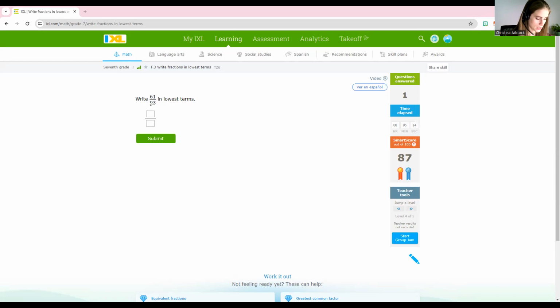Let's try 4. 61's not divisible by 4. That doesn't work. By 5, no. 6, no. Oh my goodness. By 7, no. By 8, no. By 9, no. 10 doesn't work. Oh my goodness. I was trying to be easier. Maybe not. 11 doesn't work. 12, no. 13, no. 14 doesn't work. What about 15? No. 16? I wonder if this is a prime number, maybe. Maybe there's no other factors.